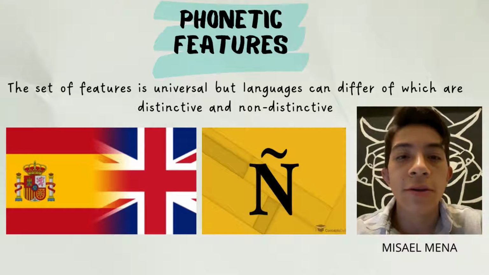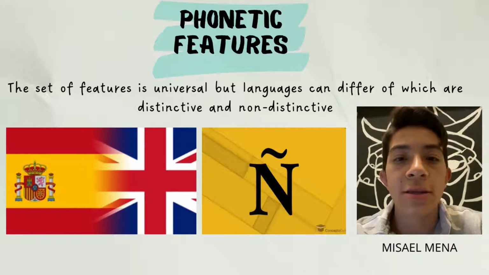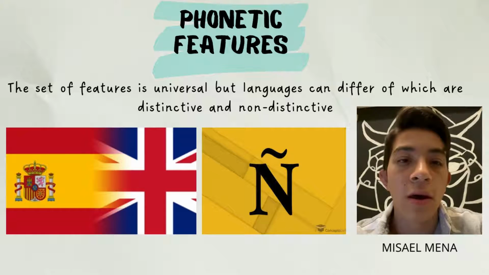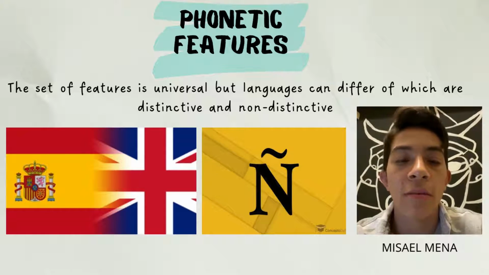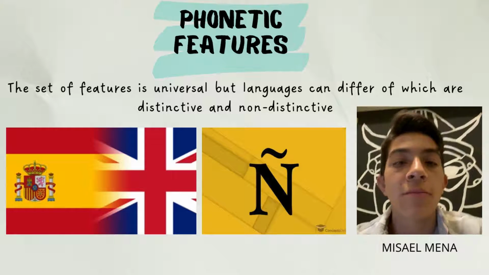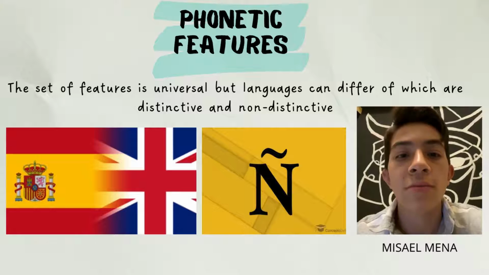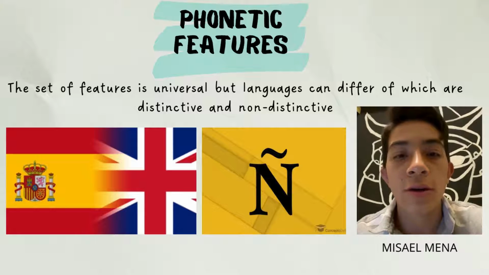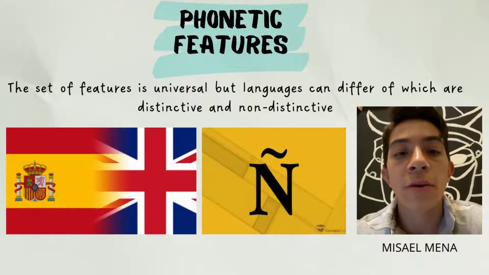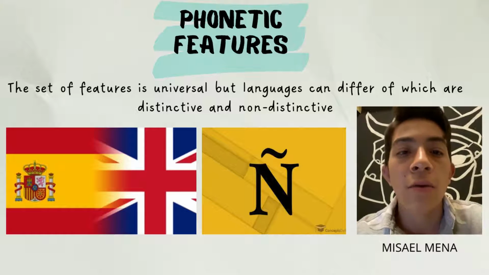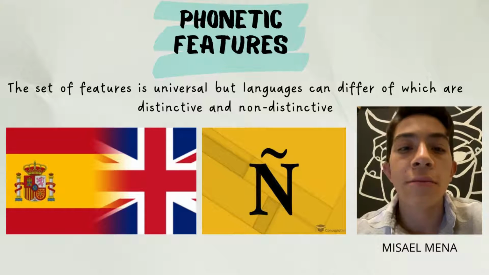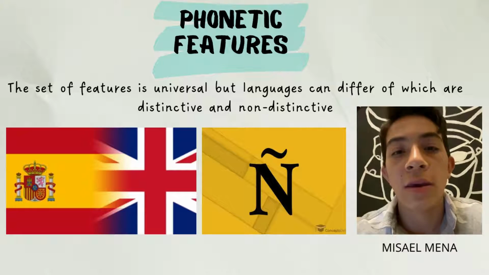The set of features is universal. It means that it is the same all around the world. But different languages can differ about which are distinctive, which means that are used in that language, and which are non-distinctive, which means that are not used in the language. For example, we have the use of the virgulilla in the Spanish language, which is something that is not used in other languages, like the English language.